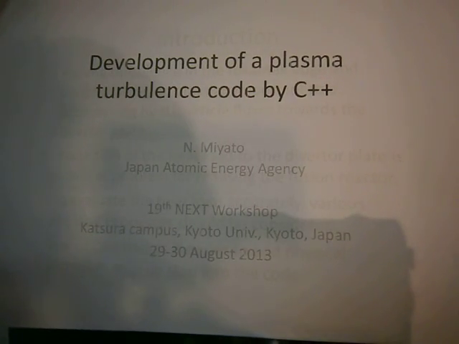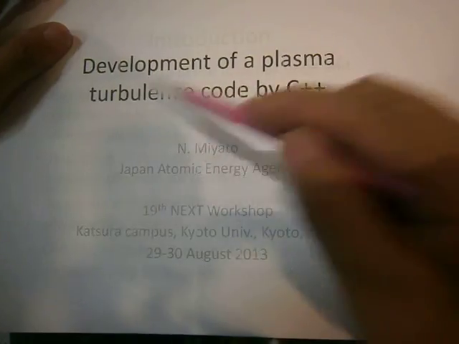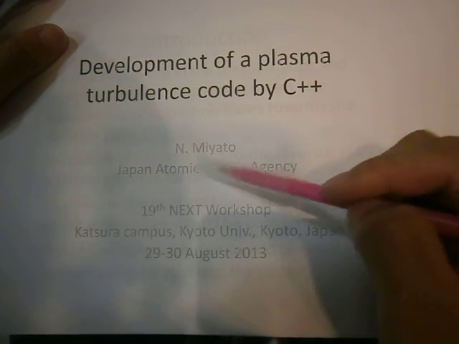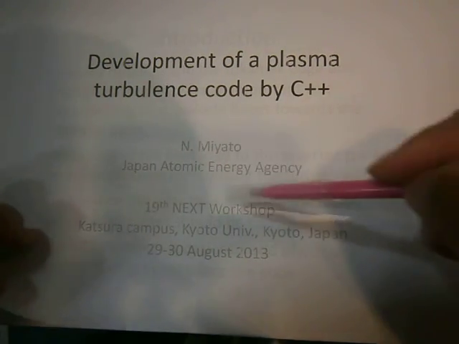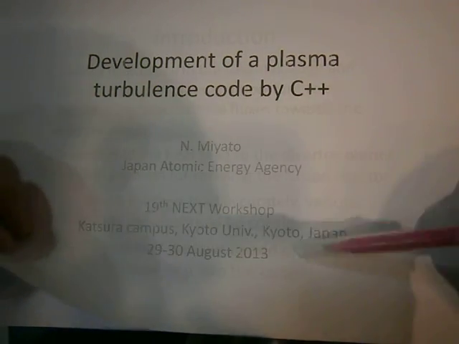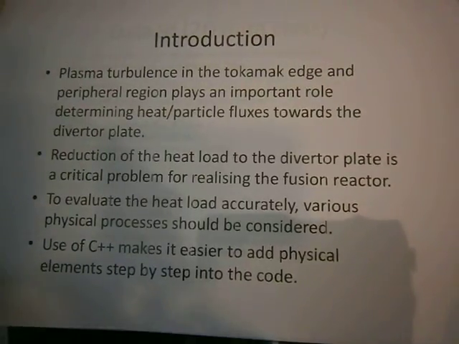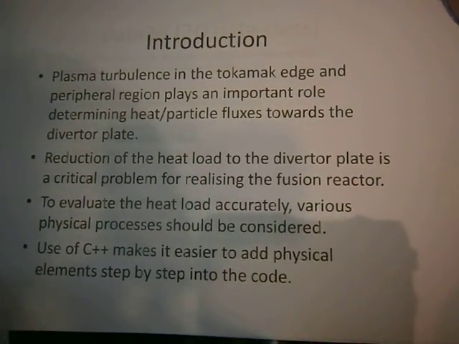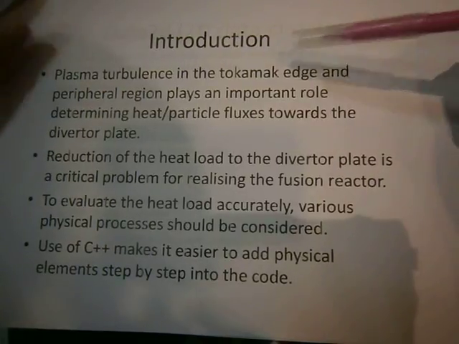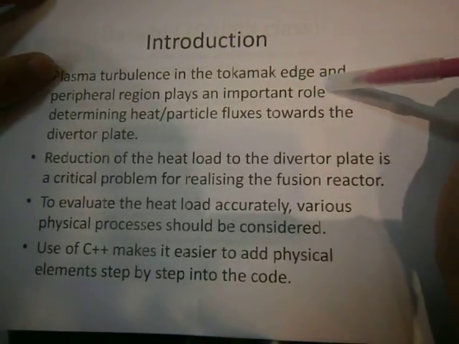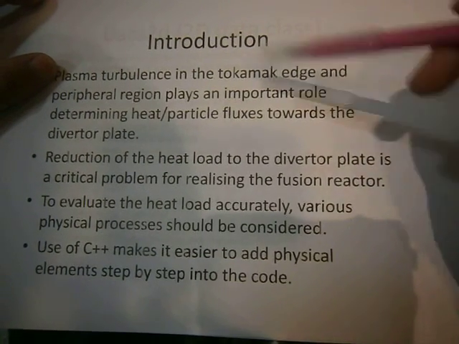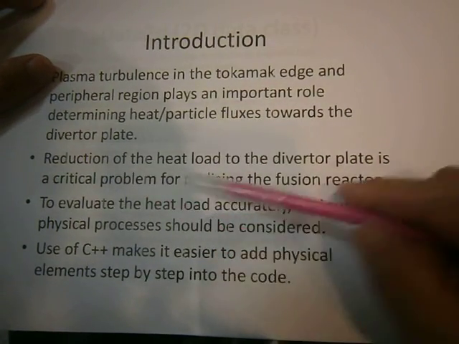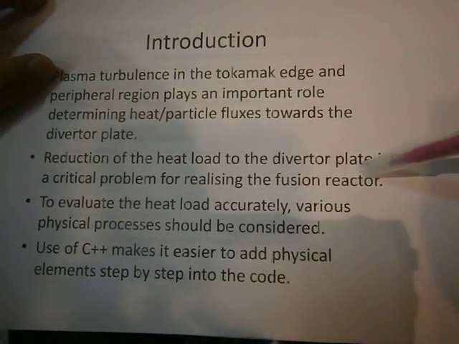続きましての講演 Development of the Plasma Tube Code C++、ミヤンと博士 Atomic Age ジャパンアトミック原研ノース Next Workshop, Katsura campus, Kyoto University. Introduction: present travelers in the Tokamak edge and divertor region play an important role, determining the heat factor works towards the divertor plate reduction of the heat load at the divertor plate.